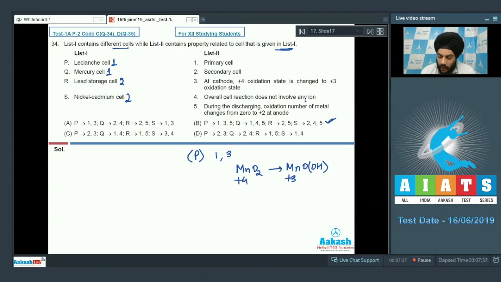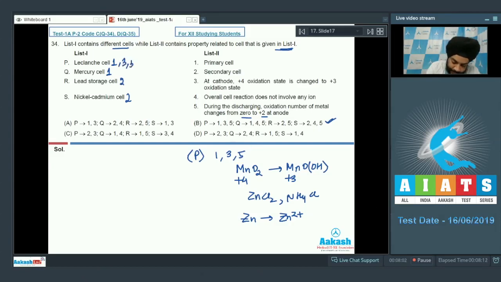Overall cell reaction does not involve any ion. This is not correct, students. It has ZnCl2, it has NH4Cl. So there are Zn2+ ions, there are NH4+ ions, and there are Cl- ions. So fourth will not be a match. And if you look at the fifth option, during discharging, oxidation number of metal changes from 0 to +2 at anode. So students, this is also correct. At the anode we have zinc converting into zinc 2+. Okay, so fifth will also be a match. So for P, we have 1, 3 and 5.